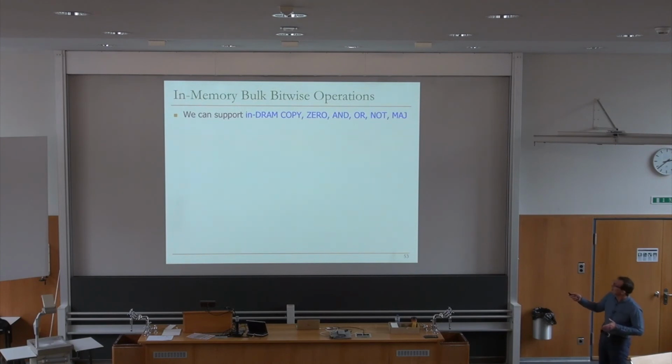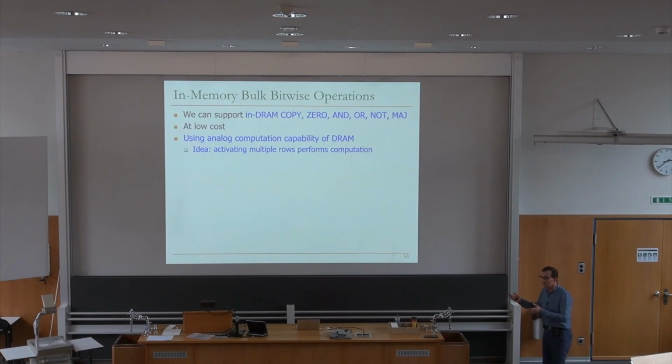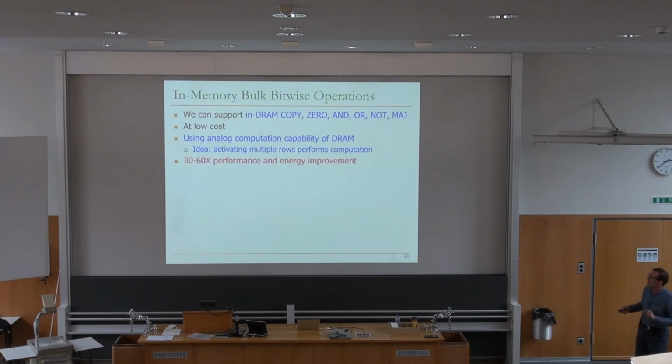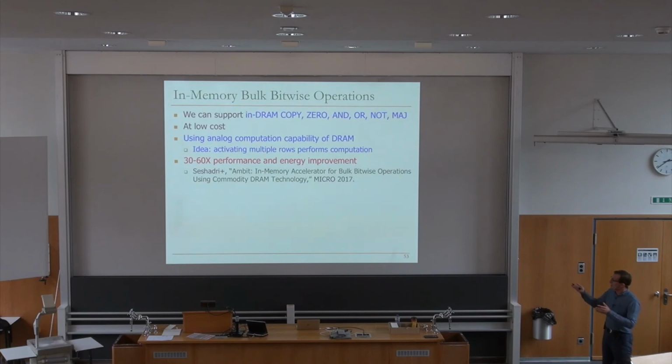So we can do copy, zeroing. Can we do AND, OR, NOT, and maybe the majority function? This will be obvious when I talk about majority. Why am I introducing majority? But we can do it at low cost. Again, we're going to use the analog computation capability of DRAM. I'll give you the high-level idea. If you can activate multiple rows at the same time in DRAM, this performs analog computation due to charge sharing, and we're going to exploit that capability. I'm going to show you significant results, like 30 to 60x performance and energy improvement for those operations. This paper was published in MICRO 2017.